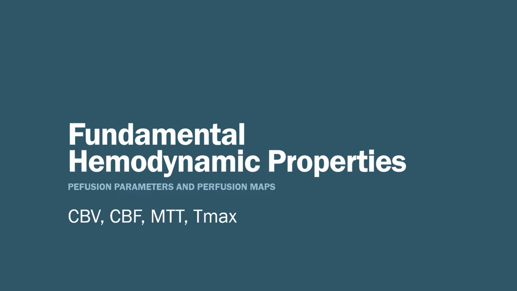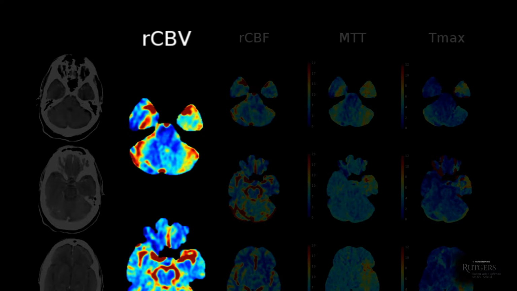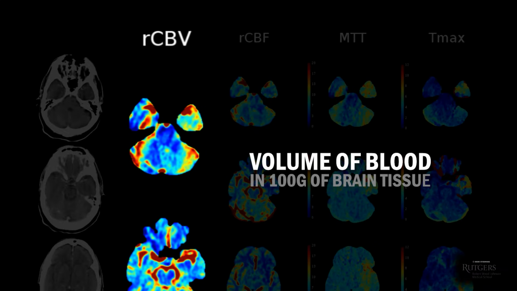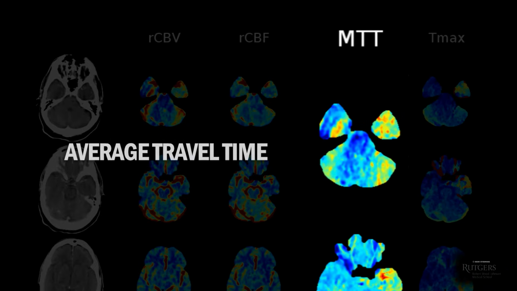The mismatch map you just saw is generated from the source images. These are called image columns. The first column are baseline CT images, followed by 4 useful parameters. Cerebral blood volume is defined as the volume of blood flowing in 100 grams of brain tissue. It's an indirect measure of collateralization and autoregulation, the amount of blood that can be delivered to brain tissue. Mean transit time is the average time it takes for blood to travel from intracranial arteries to veins across a capillary bed. 4 to 5 seconds is considered normal.